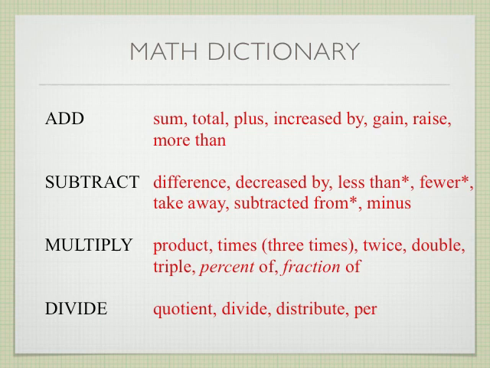Those that are asterisked are because the order in which things are written in English is different than the order in which things are written with math. For example, if I had x less than a number, or x less than 5, it would be 5 minus x. If I had 10 less than x, it would be x minus 10. The order switches between English and math. Multiply, those are the multiply words, and divide, those are the divide words.